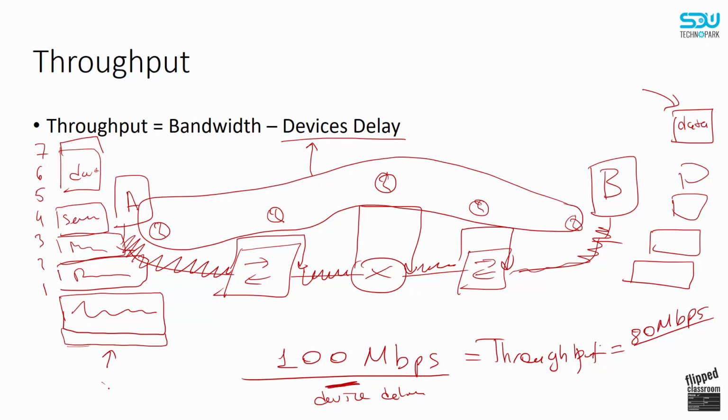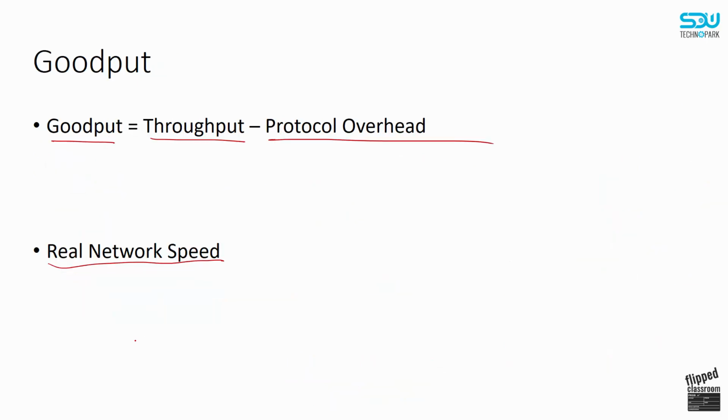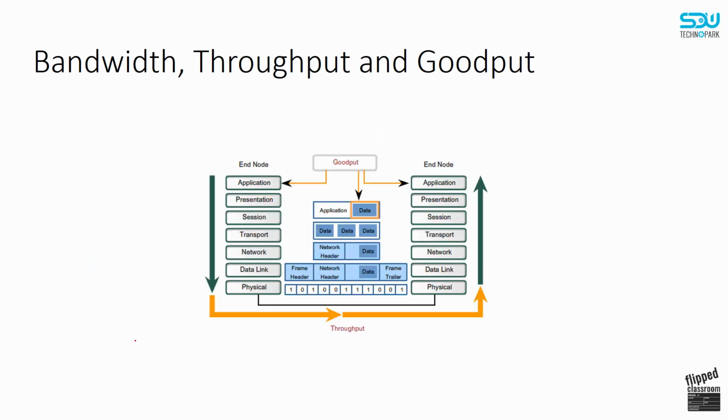So this is protocol overhead. It means this additional information which is required to be added to your transportation by the different protocols. And this is actually what goodput looks like. The goodput is equal to throughput minus protocol overhead.